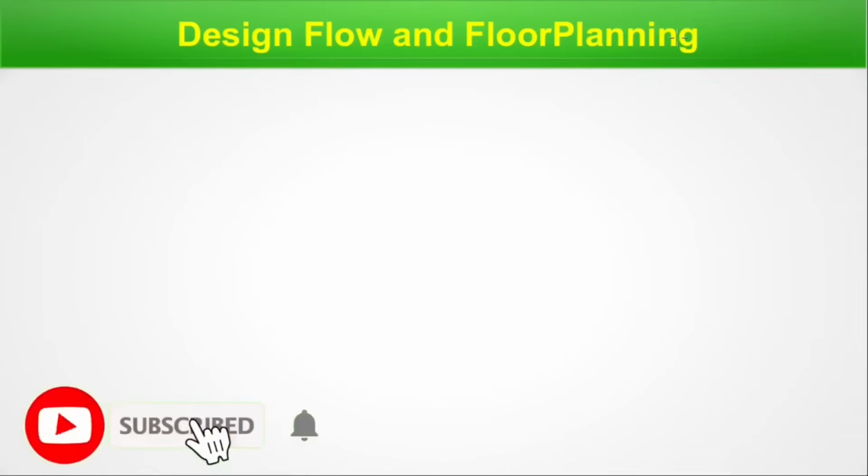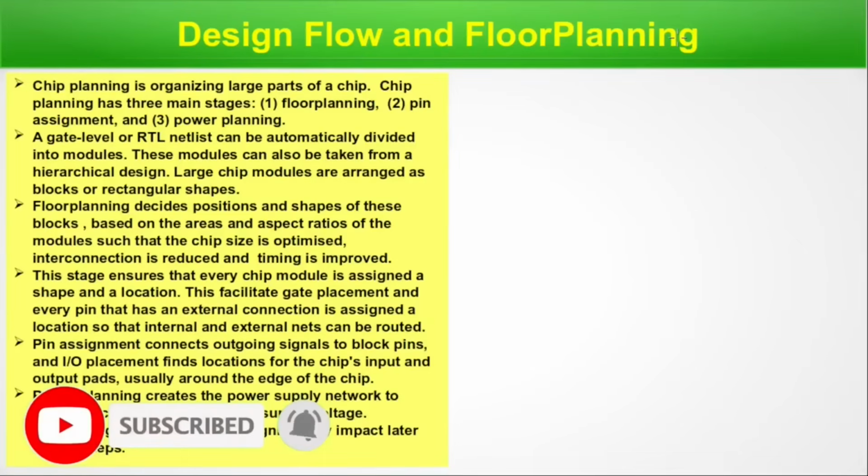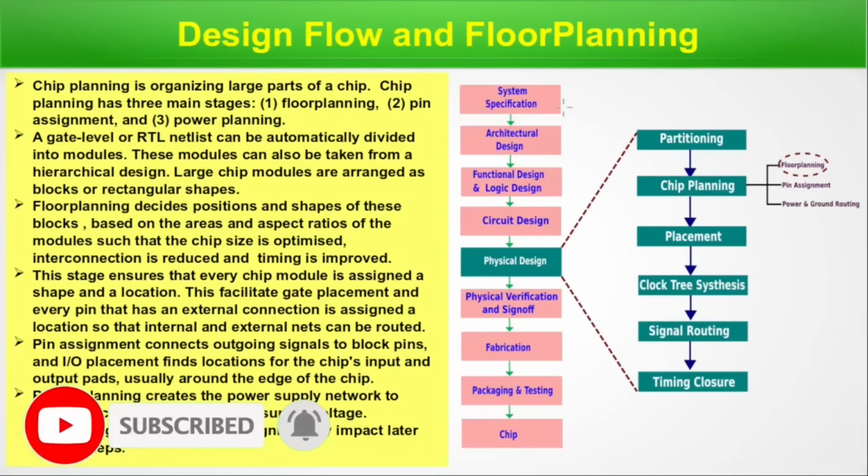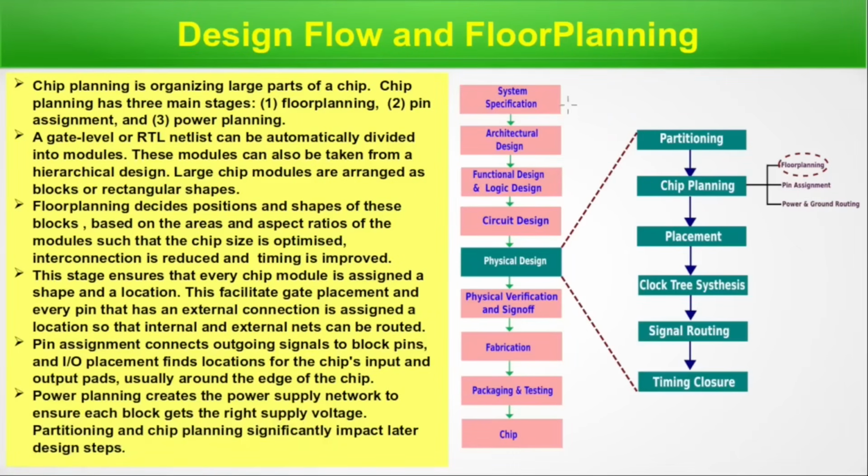First, design flow and flow planning. This is an infographic with steps for VLSI design flow, starting with system specification, then architectural design, functional design, then logic design, and then circuit design. Once we get the technology mapped synthesized netlist, after that physical design or backend starts. The first step is partitioning. We have already discussed it in our previous episode. After that comes chip planning.